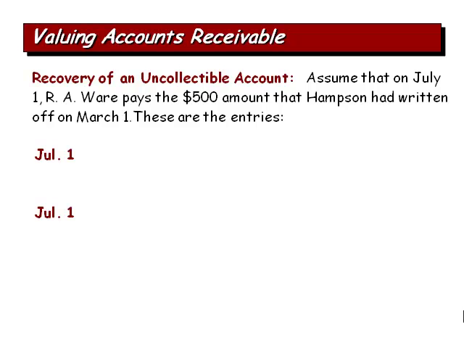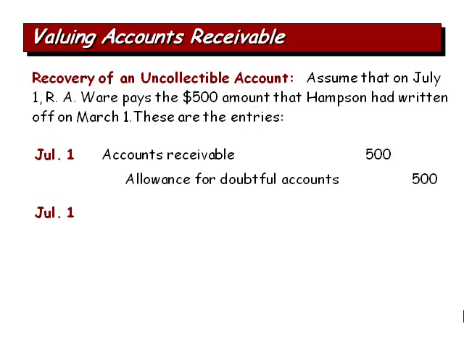You'd make two entries. The first one puts it back on. It reverses what we did to write it off. So we debit accounts receivable and credit allowance for doubtful accounts. And then we go ahead and record the cash and write off accounts receivable. So, a two-step process there.